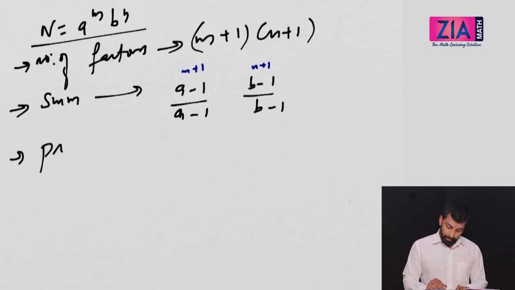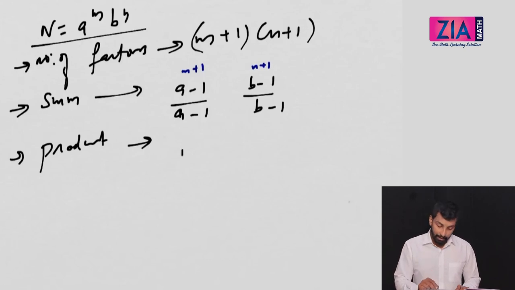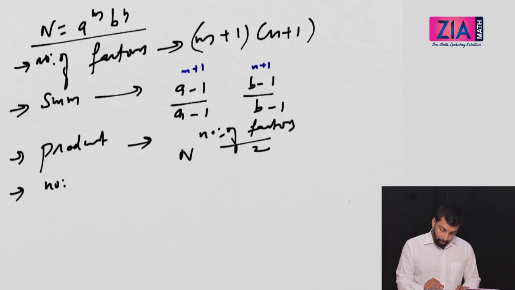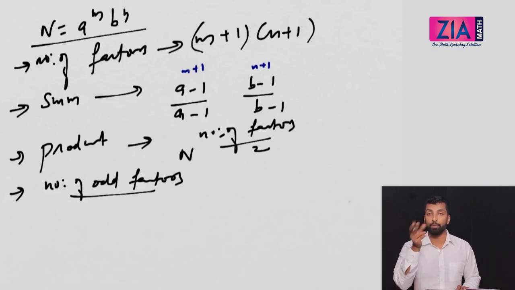Then we have seen the product, right? If the sum can be asked, you can find the product also. It's very simple. The given number n raised to the number of factors by 2. The number of factors you anyway know, (m plus 1) into (n plus 1). For that also you need to prime factorize anyway. Then we have seen the number of odd factors. Don't have any confusion between an odd number of factors and the number of odd factors.